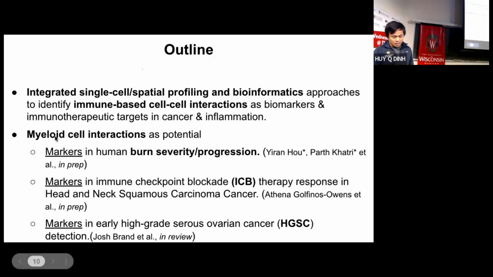First, we studied the interaction in myeloid cells, with markers of human disease severity or progression. This work is in collaboration with Anna Huttenlocher's lab here. The second work is where we identified markers associated with immune checkpoint blockade response in head and neck cancers. That work was in collaboration with Paul Lambert's lab and the head and neck SPORE community here. And the third is where we identified markers that can potentially predict early high-grade serous ovarian cancers. That paper is in review right now.